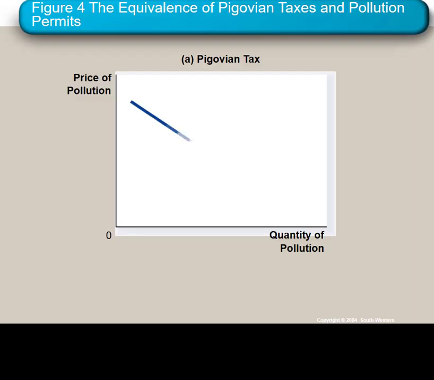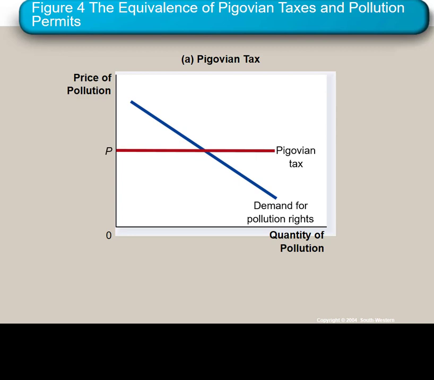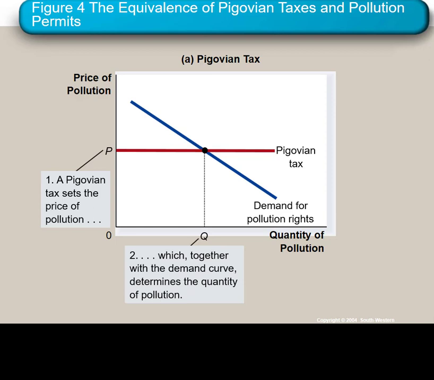So here's an example of a Pigovian tax. You have a Pigovian tax, and you have a demand for the right to pollute, and you end up with a certain quantity of pollution generated. This is different than the taxes that we've seen before, because the tax is the only price in the market for pollution here. So it just comes in as a straight line as the amount of the tax being charged, which is P. So we set it at the price of pollution, and together with the demand for pollution, it determines the quantity of pollution.